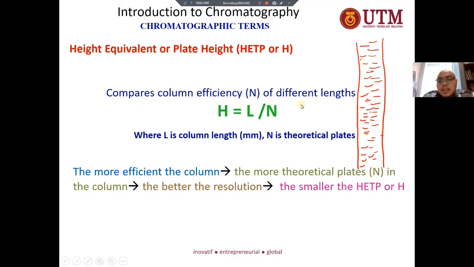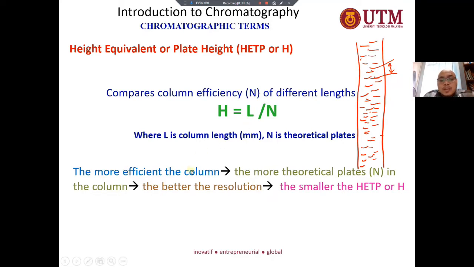The lower the height, the better; the height is the plate height. If we zoom in between here, for the HETP, we want to measure the distance between the plates. The lower the distance of the plate height, the better it is. Therefore, the value of the height, or HETP, or H, must be low to get an efficient column.